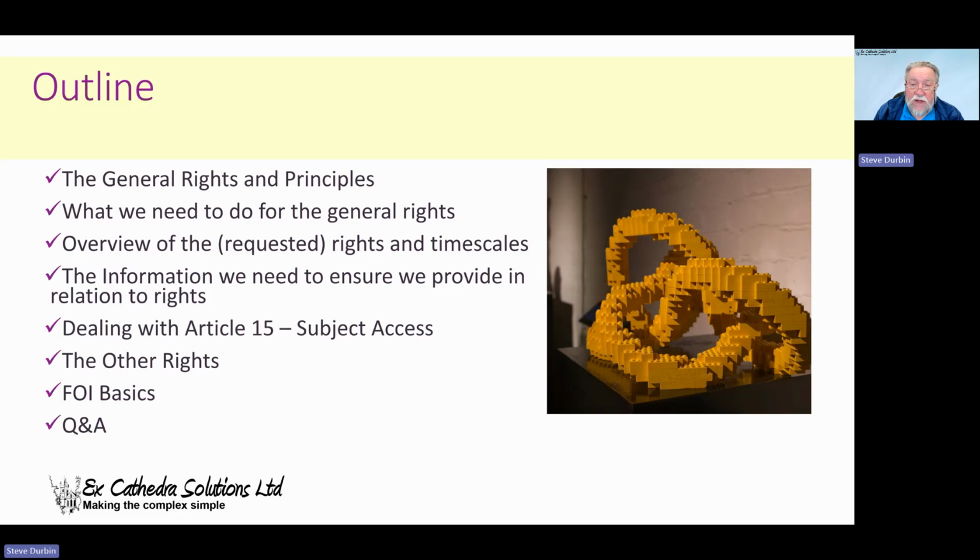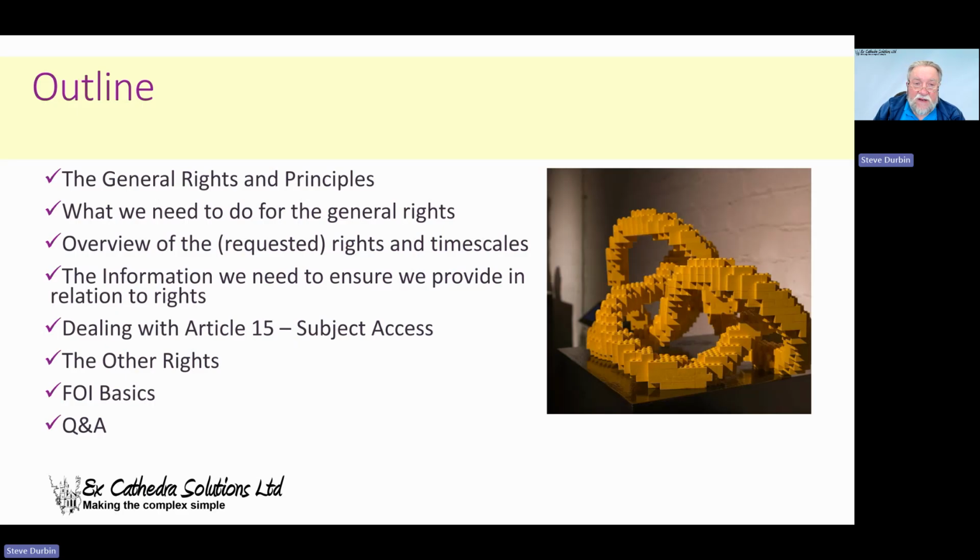So what we're going to cover? Well, we're going to cover the general data protection rights that come from the principles. We're going to talk about what we need to do for those rights, and then all the requested rights. There's quite a lot of them in the UK GDPR. We're then going to talk about how we manage what we need to do to make sure we handle that correctly, and how we deal particularly with Article 15, because that's the big one that always causes people challenges, the subject access right. We're going to talk about all the other rights as well, some in more or less detail, but should be enough to assist you in your processing.